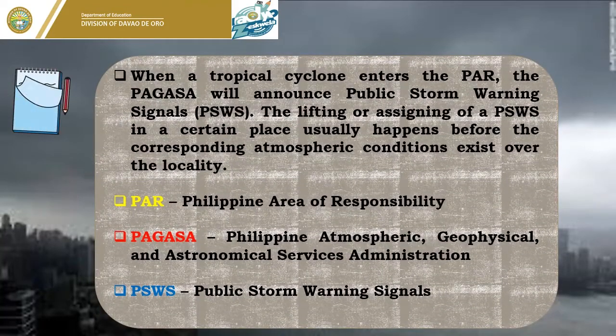When a tropical cyclone enters the Philippine Area of Responsibility or PAR, PAGASA will announce public storm warning signals or PSWS. The lifting or assigning of public storm warning signals in a certain place usually happens before the corresponding atmospheric conditions exist over the locality. This is because the aim of the signal is to warn the people of the approaching danger that the tropical cyclone may bring. It is important also to remember that the appropriate interval of the range of wind speeds for every signal is only valid when PAGASA puts into effect the signal number for the first time. Below are the definitions of terms used in this concept.